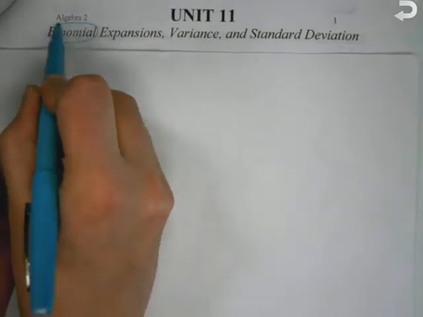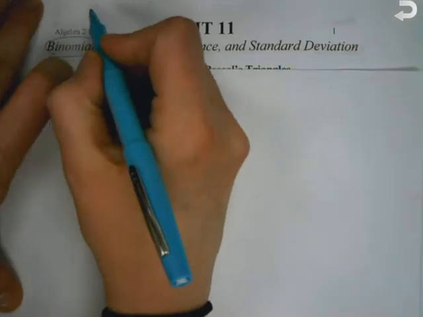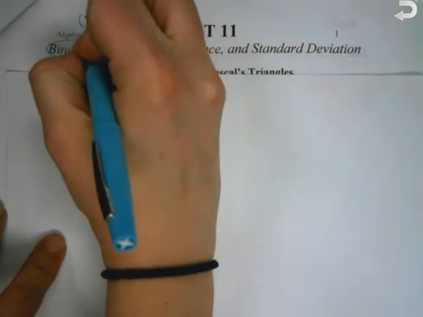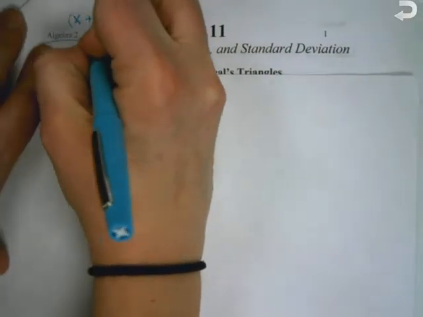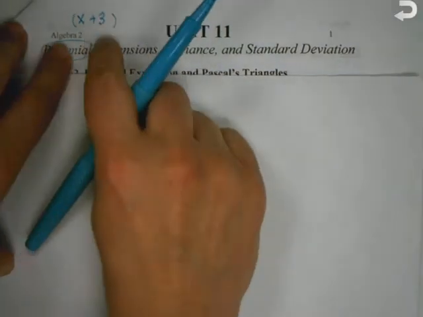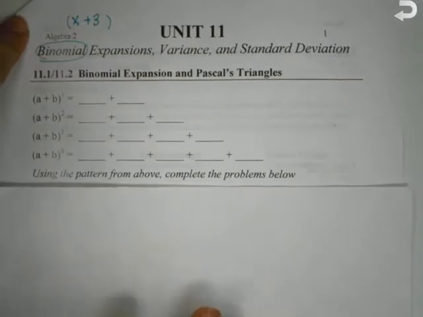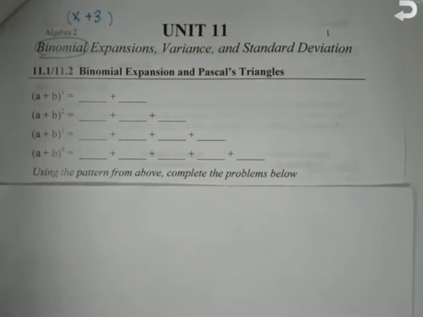What does the word binomial mean? Two. So that means that we have a set of parentheses with two things in it. So something like x plus 3. Is that a binomial? Yes, there's two things inside of it. Okay? So we're going to first expand some binomials and look for patterns.